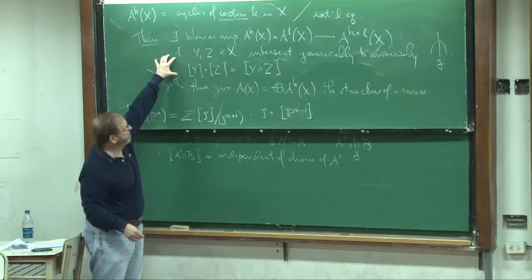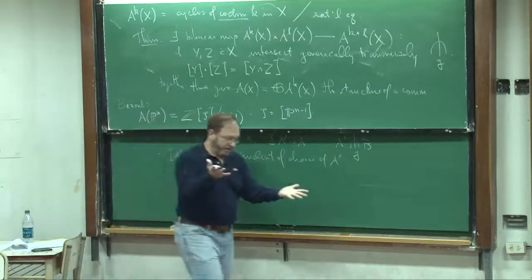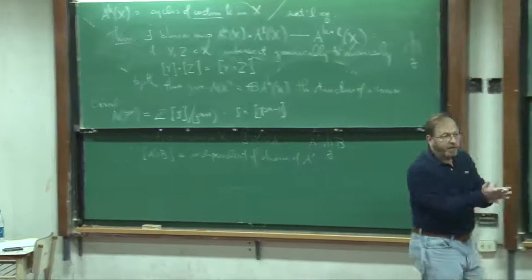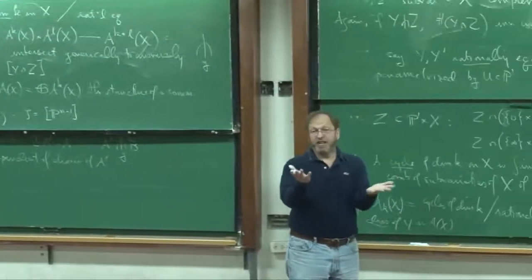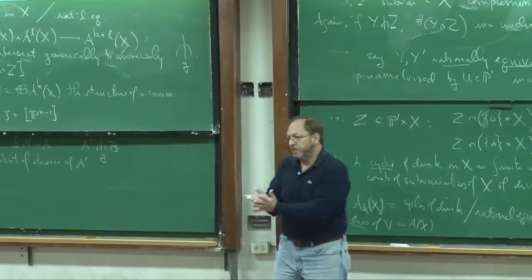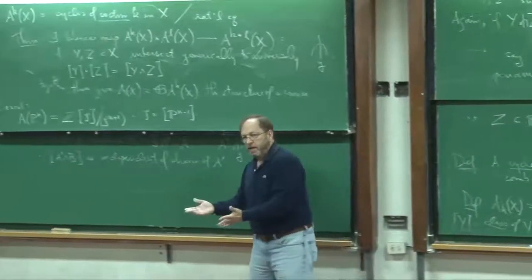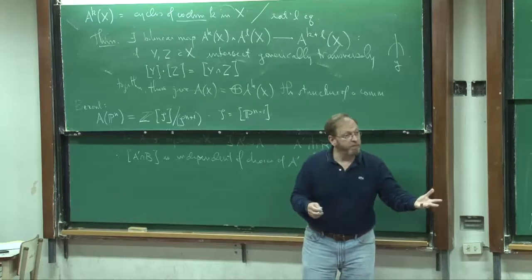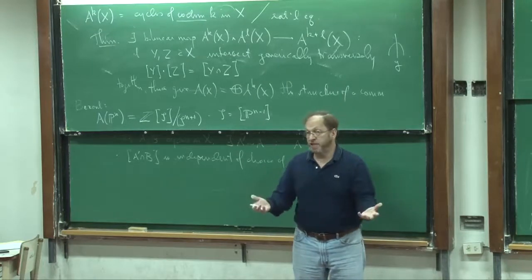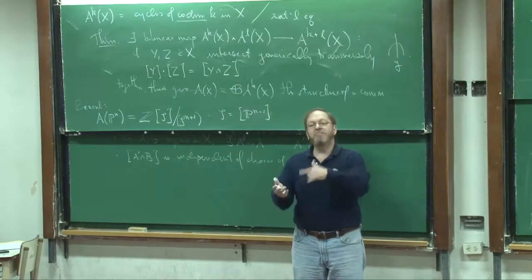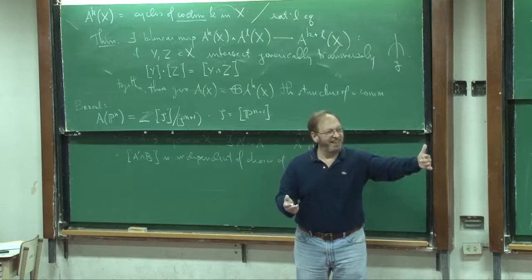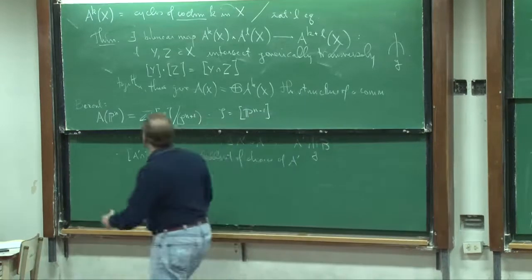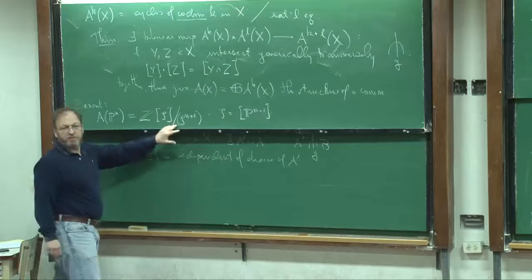Once you have this statement, you just say, well, look, two hyperplanes, if they intersect transversely, if they're distinct, intersect in a codimension 2 plane. In general, an n minus k plane and an n minus l plane, if they intersect generically transversely, will intersect in an n minus k minus l plane. And so you have this structure.